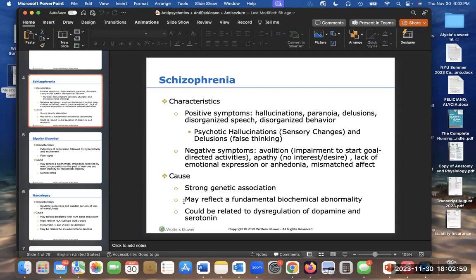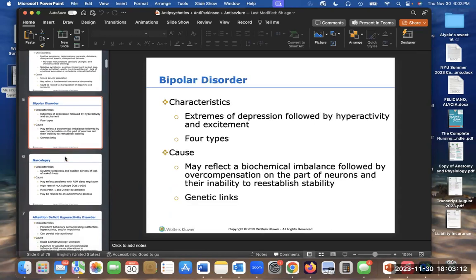Now, schizophrenia has a lot of risk factors. Genetic association is one of them, a biochemical abnormality with dopamine and serotonin, okay? Bipolar disorder, we talked about depression. In my antidepressants, we talked about depression is caused by problems with norepinephrine, serotonin, or both, okay? So we're gonna see how these medications are gonna work on some of these receptors.